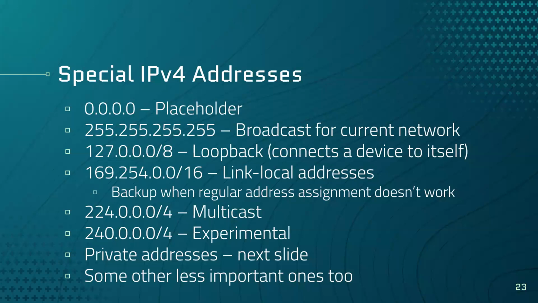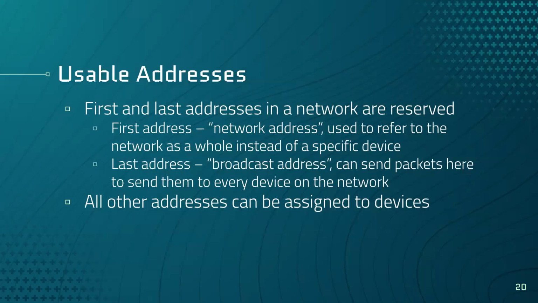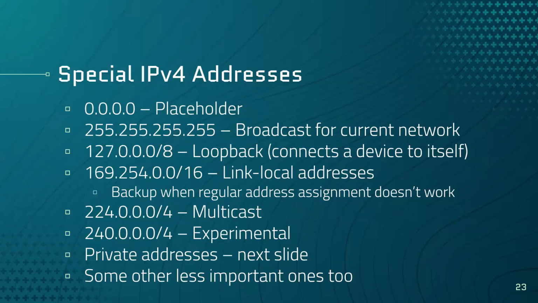Then at the other end we have 255.255.255.255. It's the broadcast for the current network. Remember earlier we mentioned that the last address in any network is the broadcast address, so you can send a packet there to have it sent to every computer on the network. So this broadcast address basically just means it's the broadcast for whatever network you're currently connected to. So no matter what your actual address is, you can just send something here and it'll be sent to every other computer on your network.